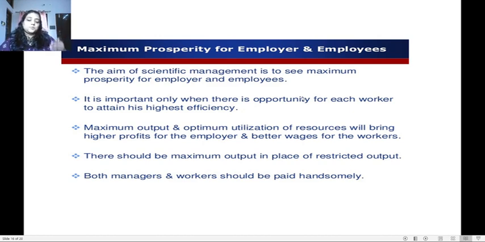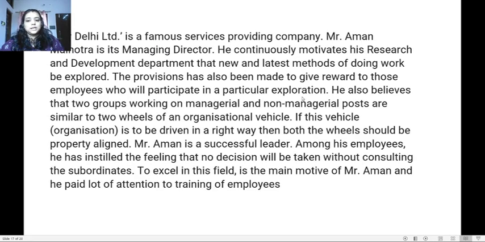So all these principles, that is science not rule of thumb, mental revolution, harmony and not discord, then cooperation and not individualism, development of maximum prosperity and productivity for employers and employees, right? All these are division of responsibility. All these principles are being used in the organization to increase the productivity. Basically in the production department they are being used, right? Let's see one case study.